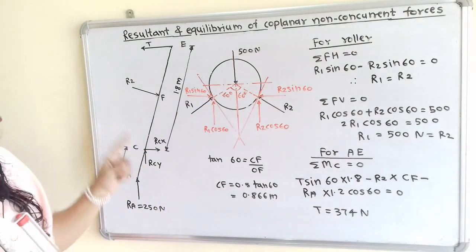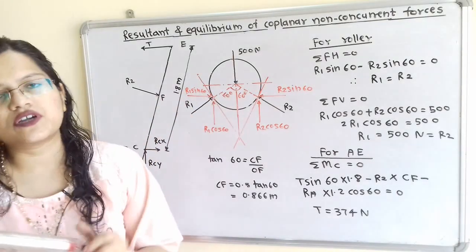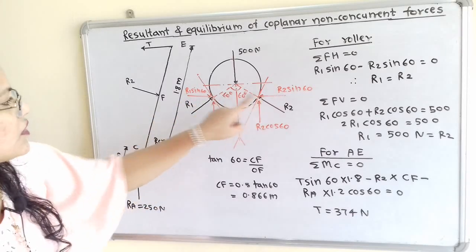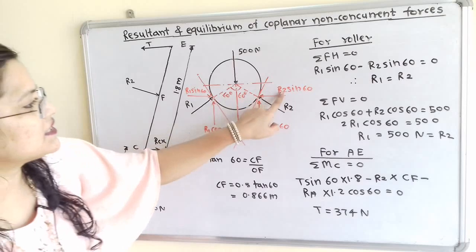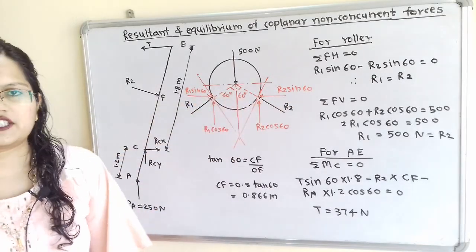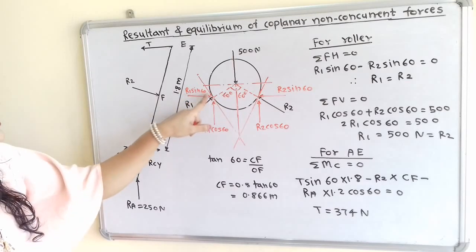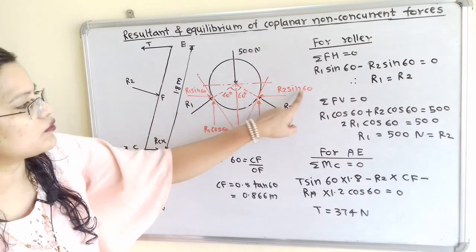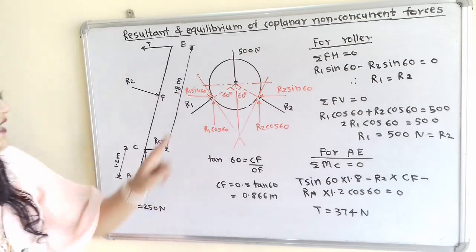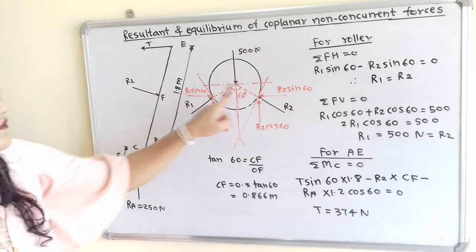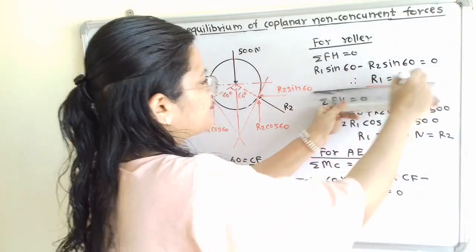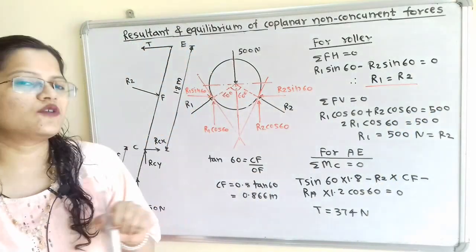Now we will show summation of all horizontal forces is equal to 0. So here two horizontal forces R1 sine 60 and R2 sine 60, which are opposite in direction. So we will show here R1 sine 60 is equal to R2 sine 60. Then sine 60 is getting cancelled, and we can say that R1 is equal to R2. So I will underline it. Now we will move to the next.